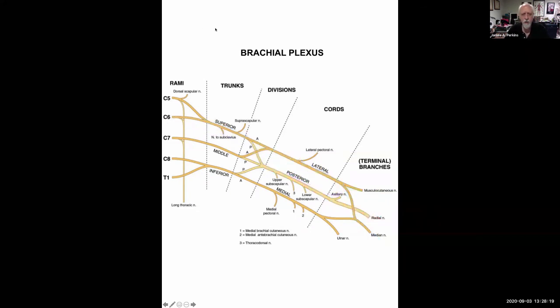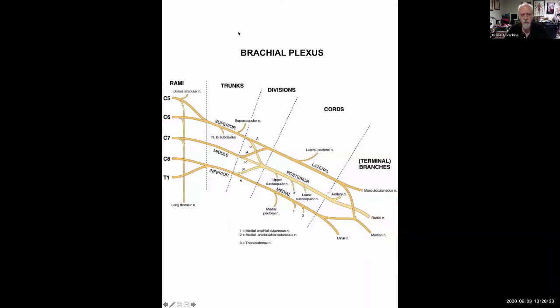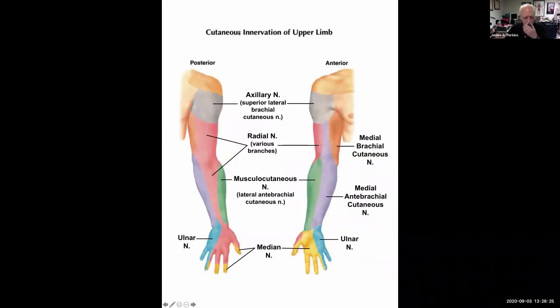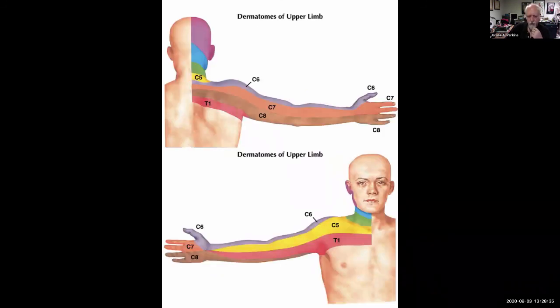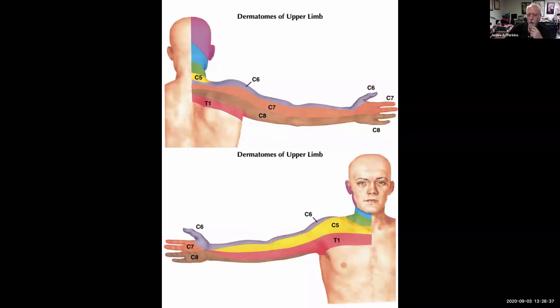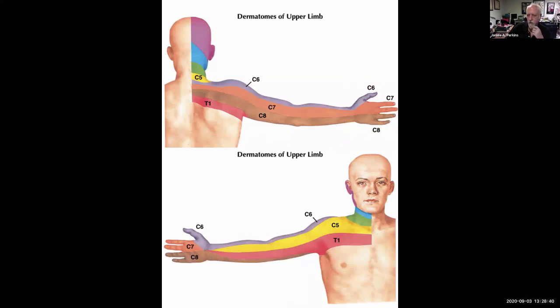So if you look at the two maps that I showed you here, as I said, this map is showing you which branch of the brachial plexus the neurons are passing through. This map, the dermatome map, is telling you where those neurons eventually end up.